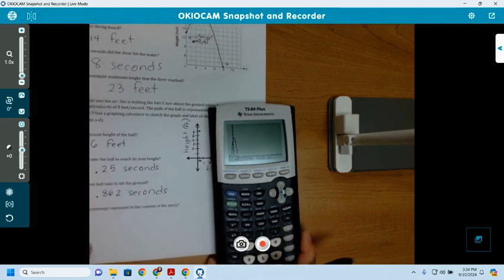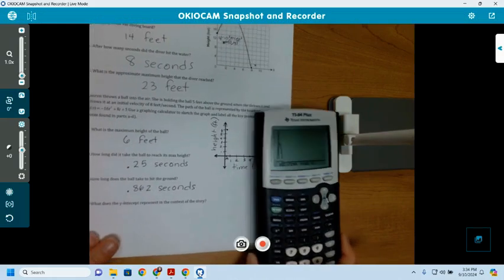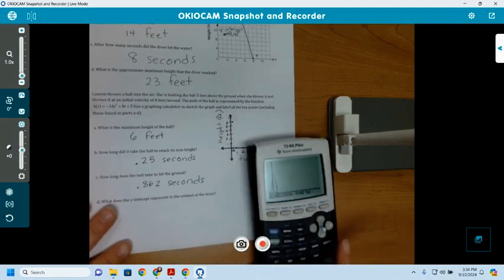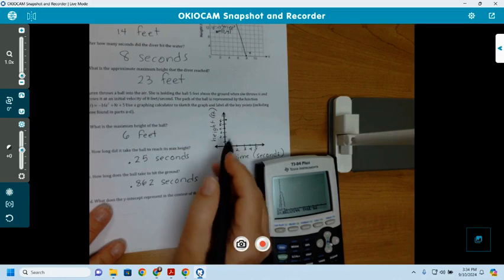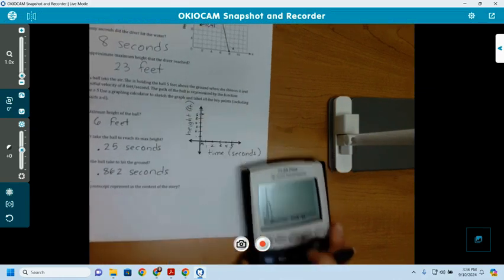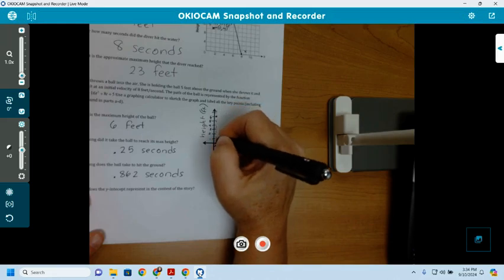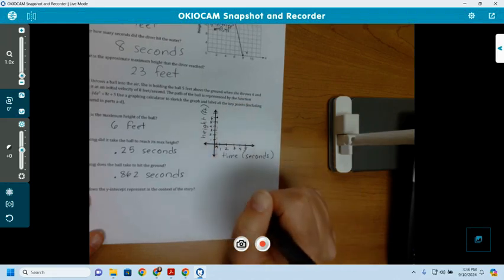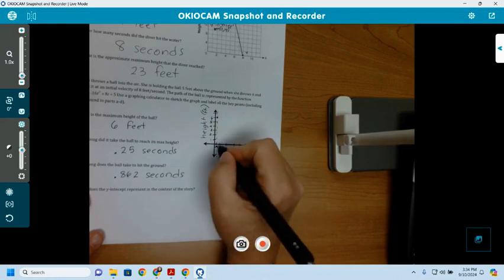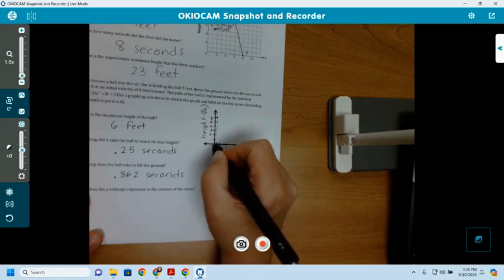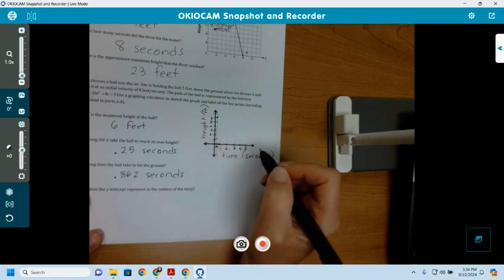Question, whoopsies, sorry you can't see that. Question D, what does the y-intercept represent in the context of the story? So if this is, let me move the calculator. If this is our axis of symmetry right here, and we know that one x-intercept is here, the other x-intercept must be right about there.